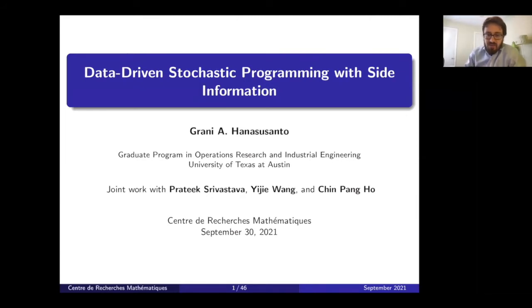Today we'll be giving the second talk on data-driven optimization, where we're trying to exploit side information. So thank you very much, Grani, for accepting to present at the workshop. I hope this talk gives rise to very fruitful discussions afterwards. The floor is yours.